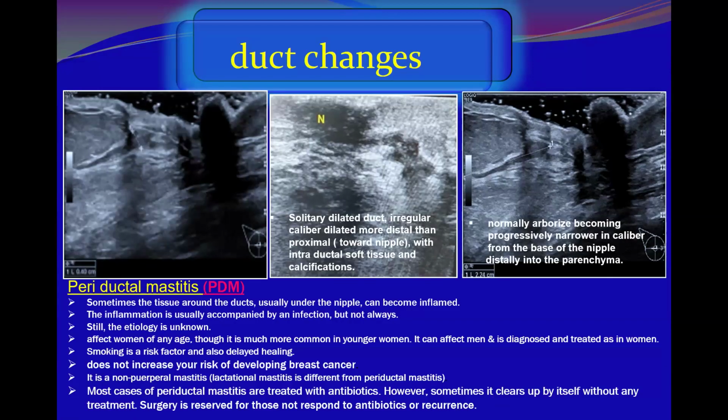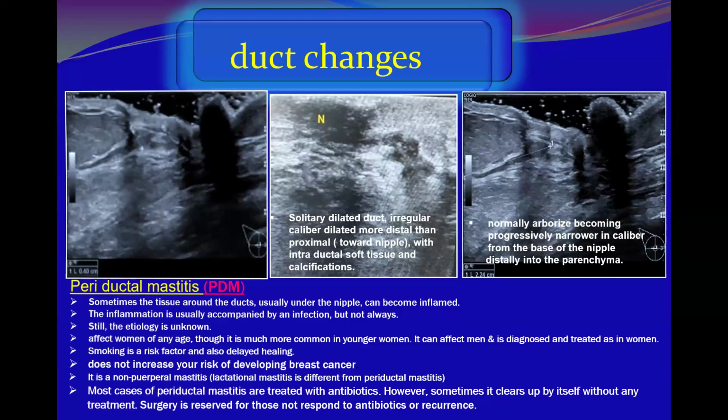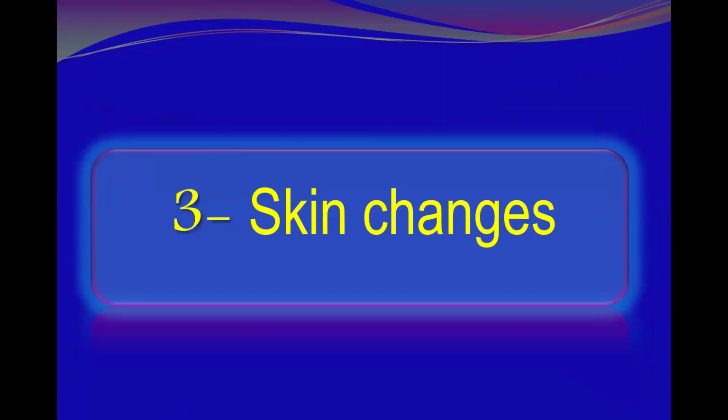a malignant process. While when we compare it with this one, as we mentioned earlier, this is progressively narrowed in caliber from the base of the nipple toward the parenchyma distally, and the hyperechogenicity and irregularity indicate fibrosis rather than edema and these things.